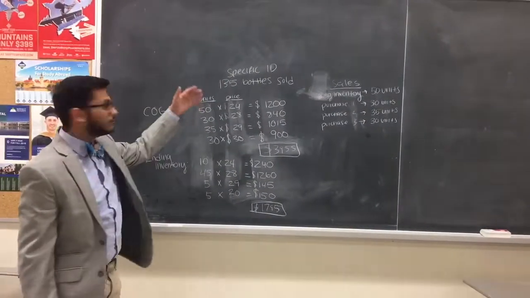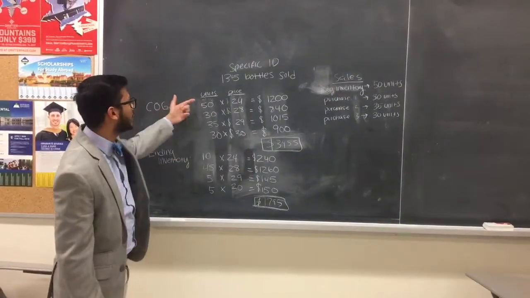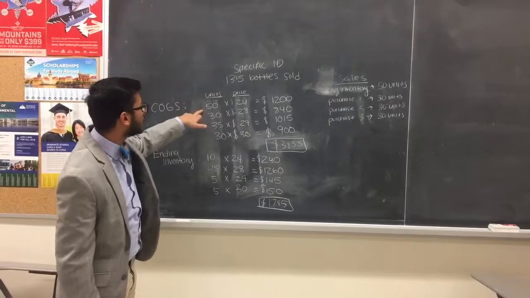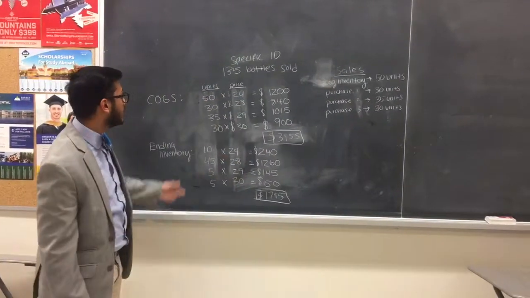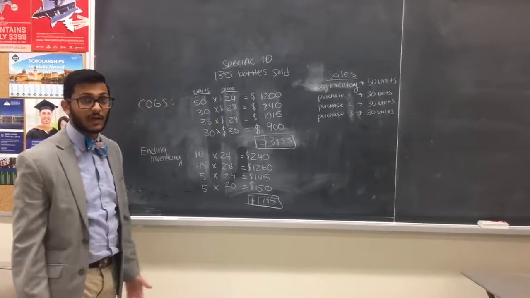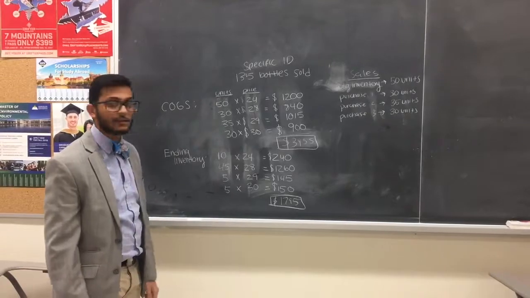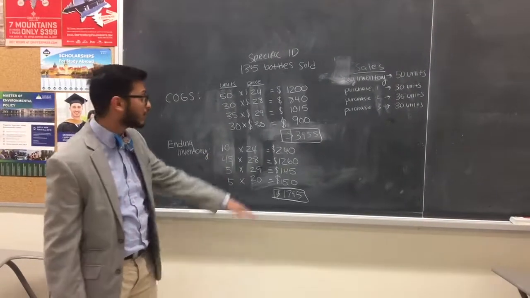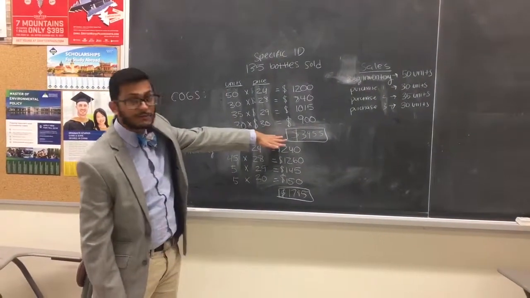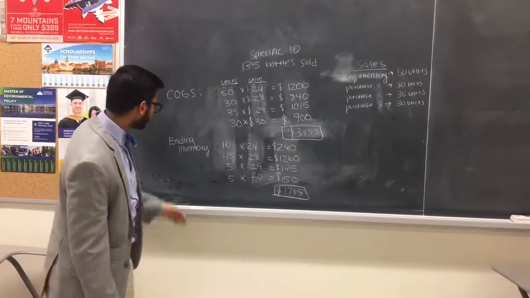Since it's specific identification, it doesn't matter what order you go in. So let's start with the beginning inventory. 50 units at $24, that's $1,200. 30 units at $28, that's $840. 35 units at $29, that's $1,015. And 30 units at $30 each is $900. So when you total that, you get $3,955. That's how much Fermento paid for the wine.